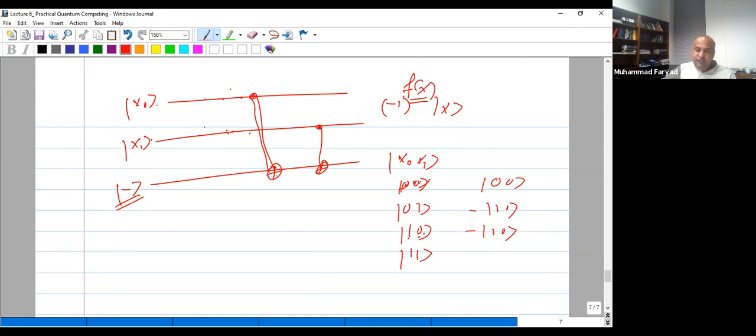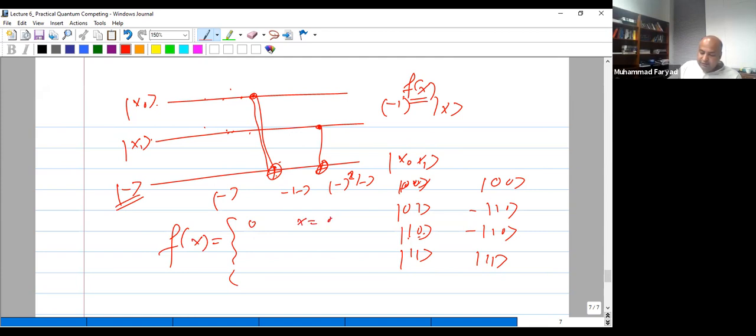But when both qubits are in the 1 state, both C naughts will be acted on. So the minus will first go to minus minus, and then they will go to minus square. So at the end, we get only the minus state. So the 1, 1 will be transformed to this thing. So this is essentially an f of x that works like this: f of x is 0 when x is 0, 0 or x is 1, 1. And this is 1 when x is either 0, 1 or 1, 0. So we have been able to implement this function.